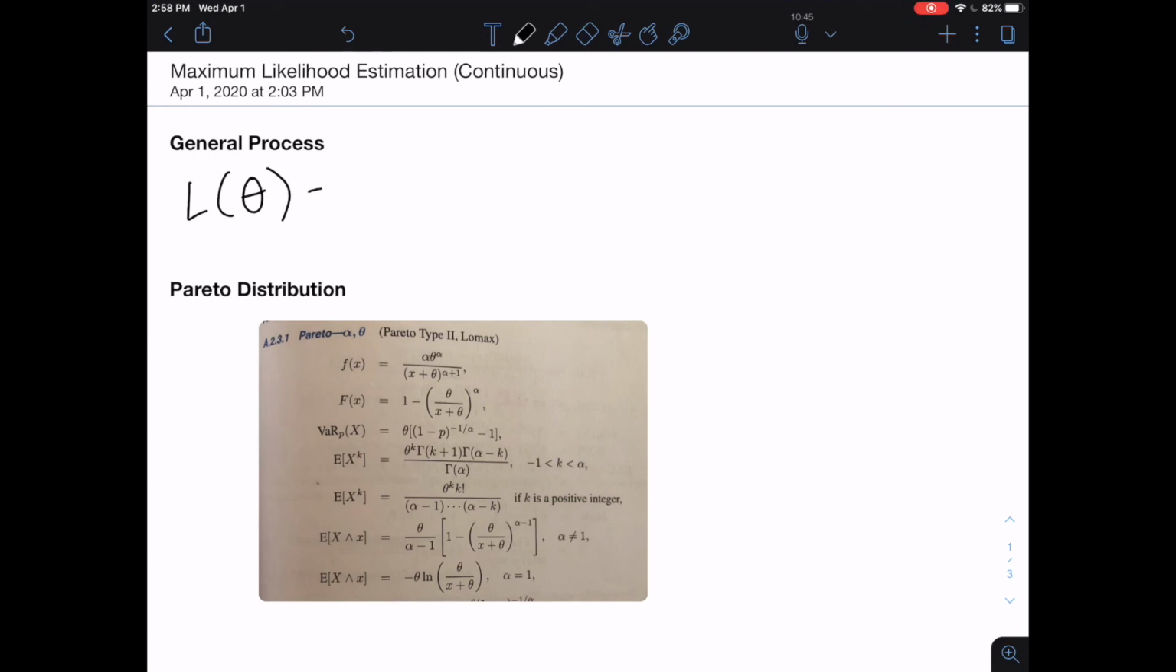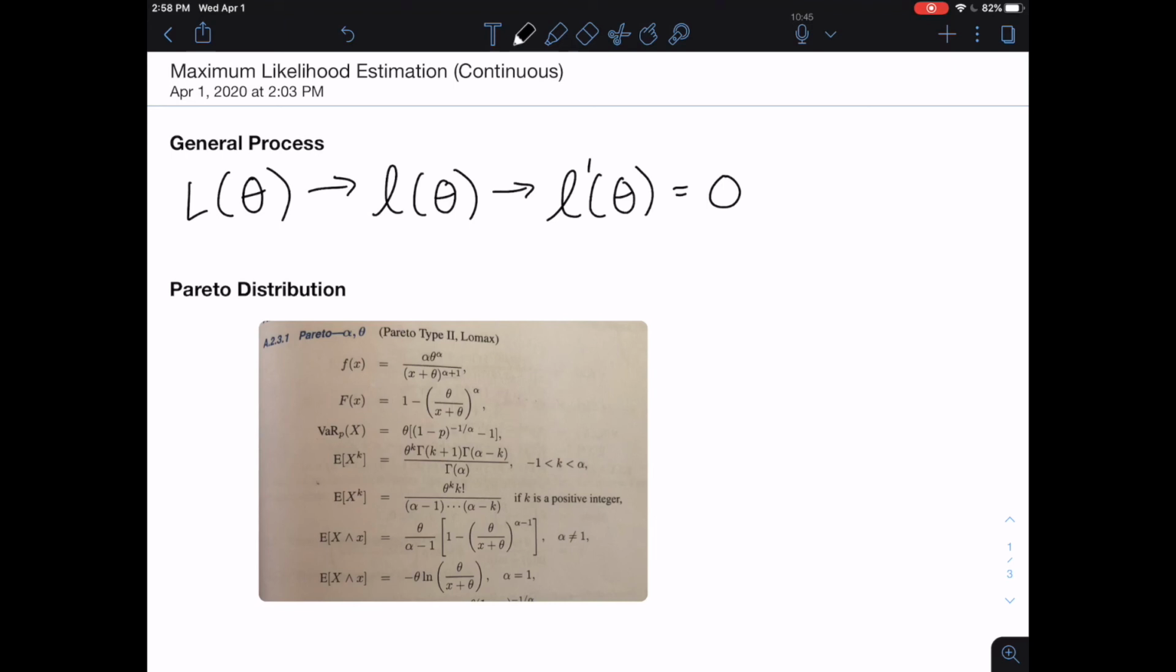Then our goal is to maximize this function by taking the derivative, but to make it a little bit easier, we're going to take the natural log of the likelihood function to get our log likelihood function, in order to change the product to a sum. And then lastly, we will differentiate this function and set it equal to 0 in order to get our MLE estimator.